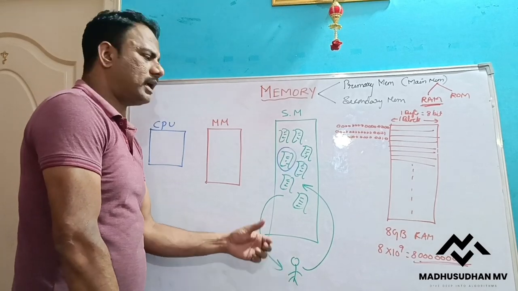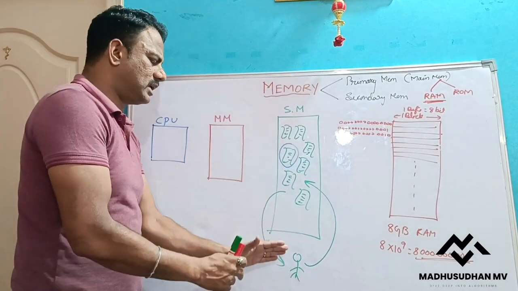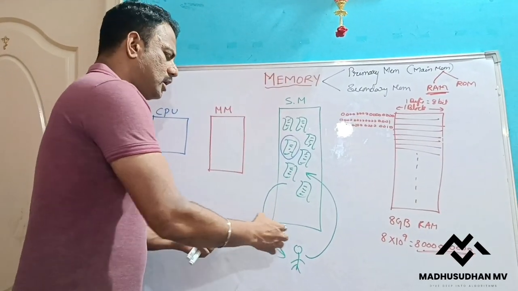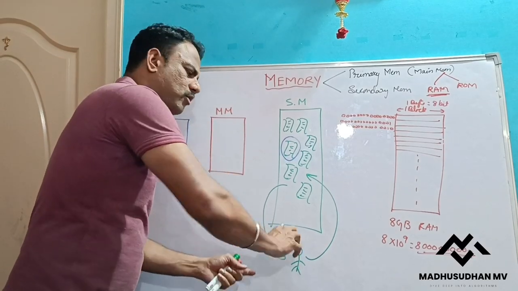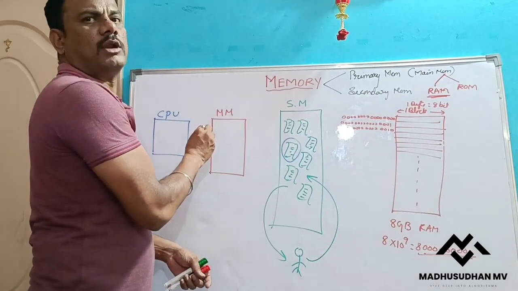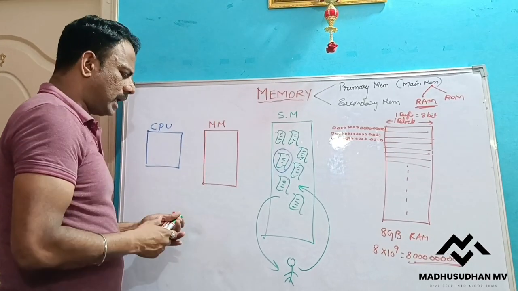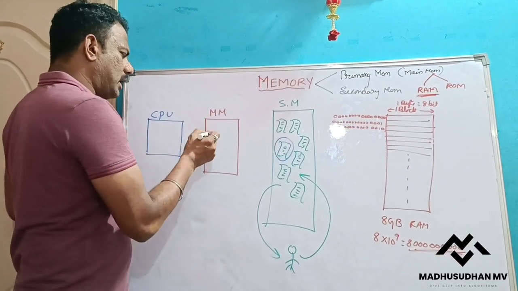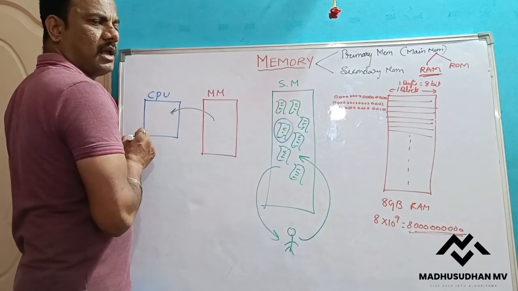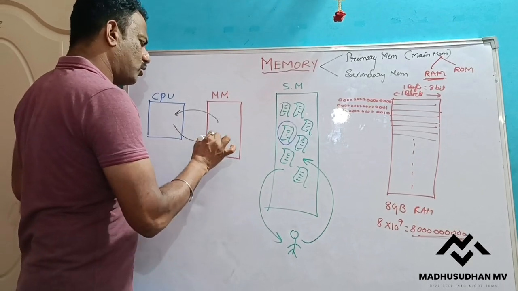But we can store only in the secondary memory. We cannot store anything in the main memory. The user cannot access the main memory: the user cannot take from the main memory or store anything into the main memory. Then the main memory is for the CPU: the CPU can take only from main memory, or the CPU can give data to the main memory.